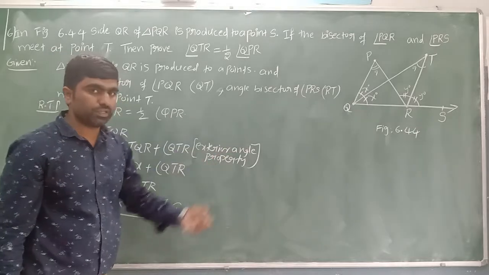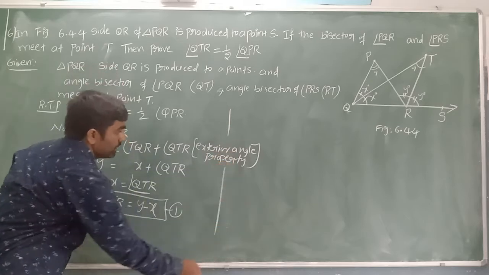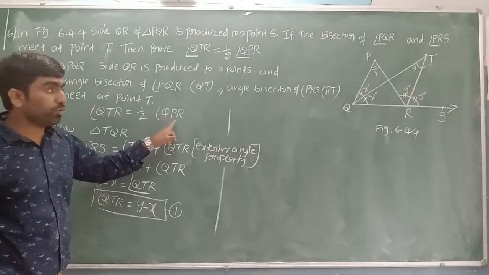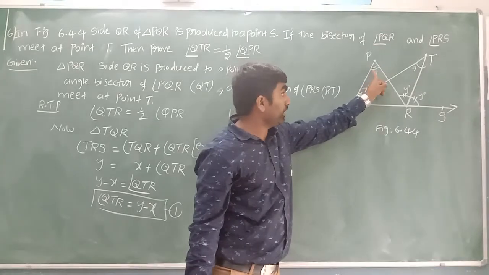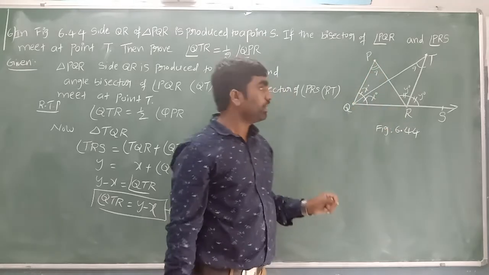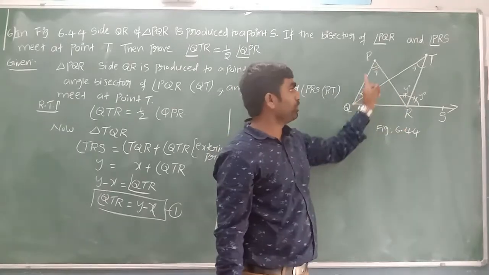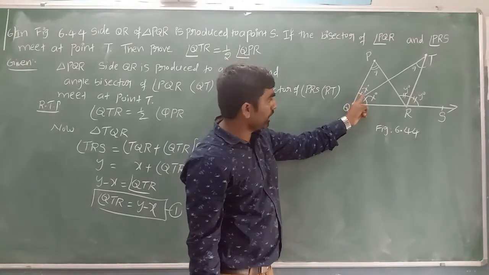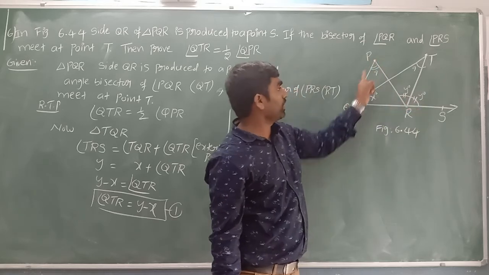Now let us think about this QTR. After getting QPR, we will see what is the relation between QTR and QPR. So now tell me from which triangle I can get QPR? From which triangle we can see angle QPR? Yes, here we can see angle QPR. So to find angle QPR, we have to take triangle PQR. We know one of the interior angle, and PRS is an exterior angle of triangle PQR.